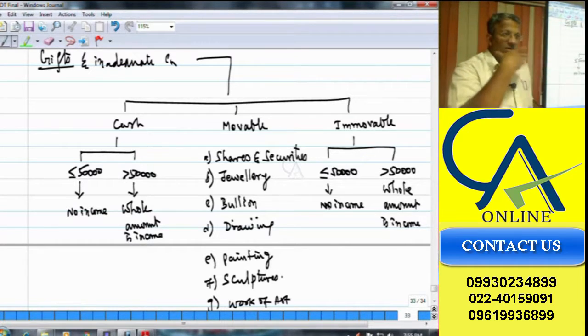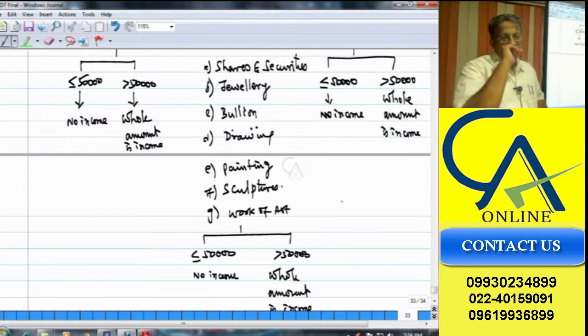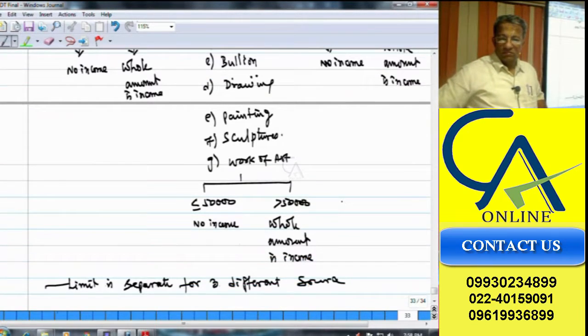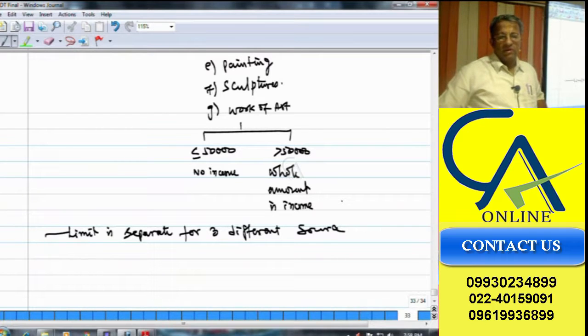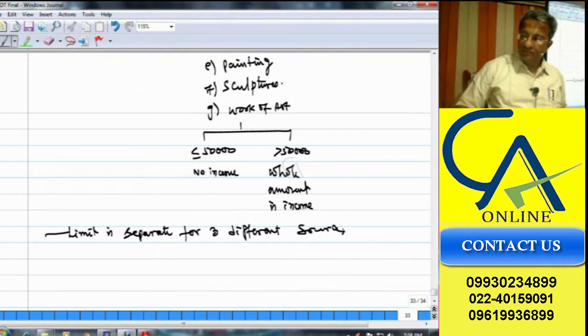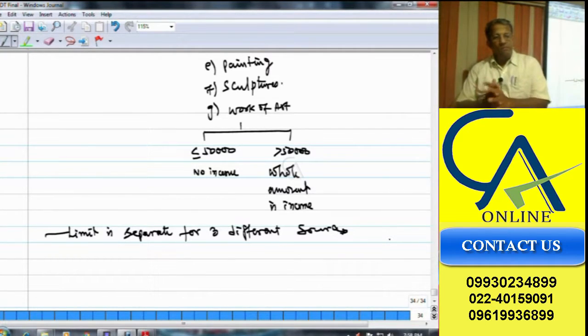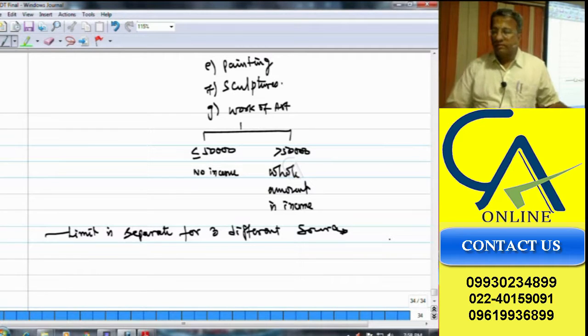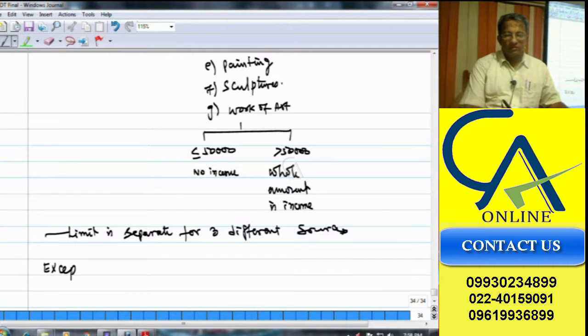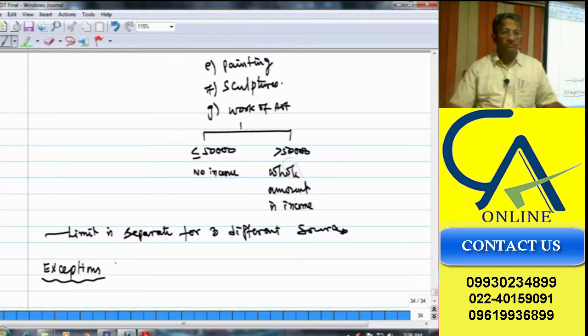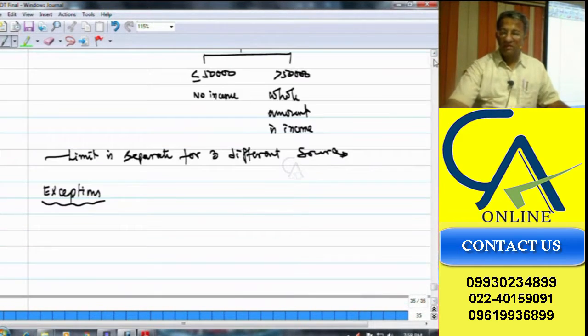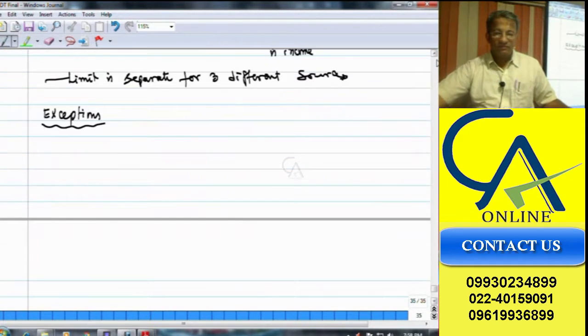Exceptions are always there in all these cases. Limit is separate for three different sources. Okay. Exceptions are there. What do you mean by exceptions?